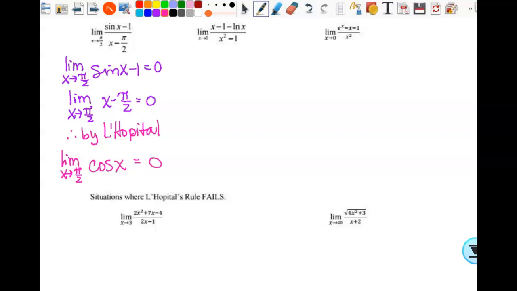Pi halves, it's 90. Okay? It's okay. You can get a limit that's 0. You just can't get 0 over 0, right? Good? All right, try the next one. Do the next one.